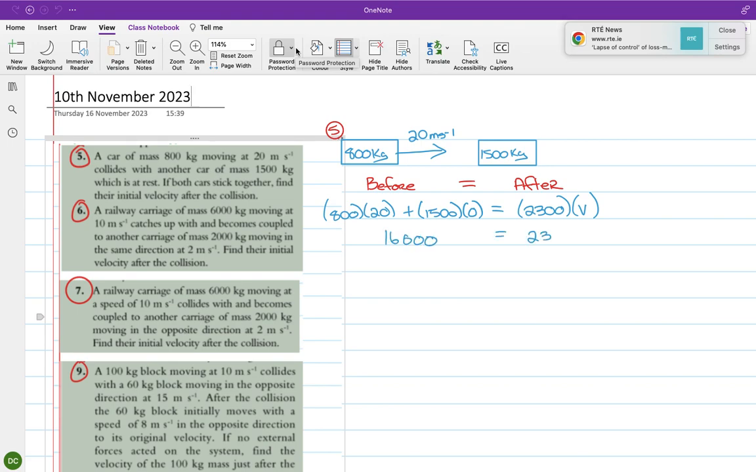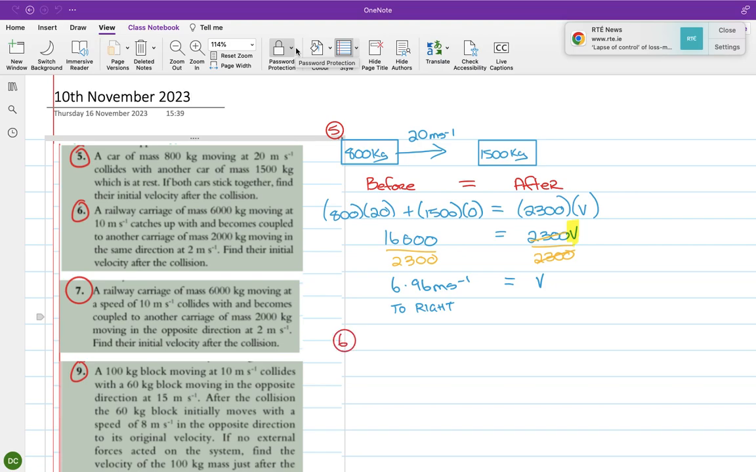And 2,300V. To figure out what V is, we divide by 2,300 on both sides. So V is 6.96. The unit is meters per second, and since we got plus, it's to the right, the same direction as the 800 kilogram car was moving.